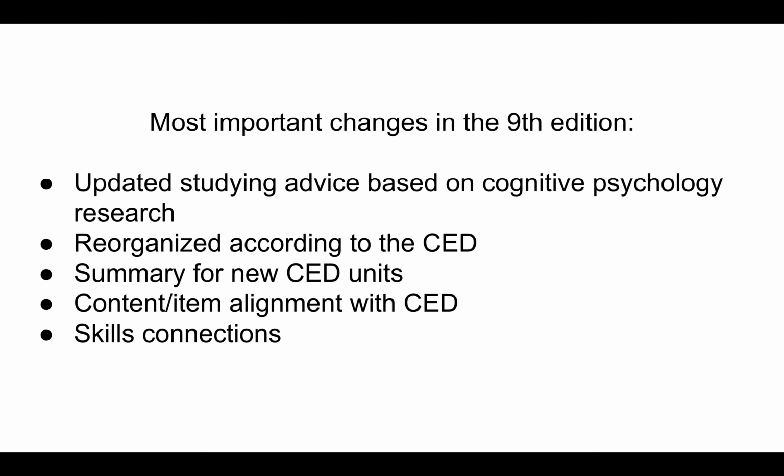We think the most important changes in this edition involve updating studying advice based on cognitive psychology research. We reorganized the book according to the new 9-unit structure of the CED. We wrote a summary for every one of the CED units. We tried to make sure that all of the content review and items are aligned with the new AP Psychology curriculum in the CED. And we highlighted the new skills in the AP Psychology curriculum in several ways.